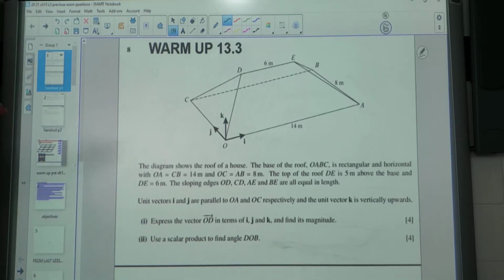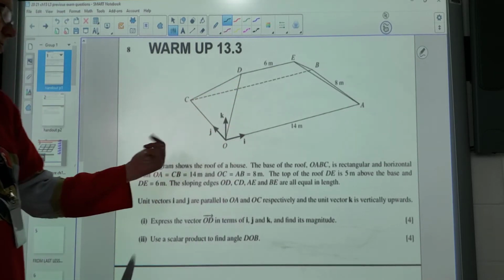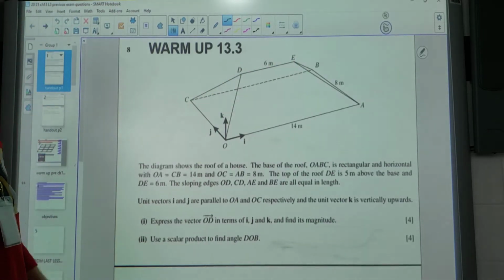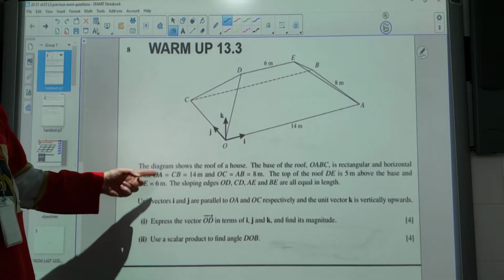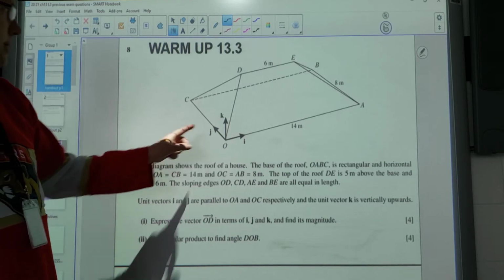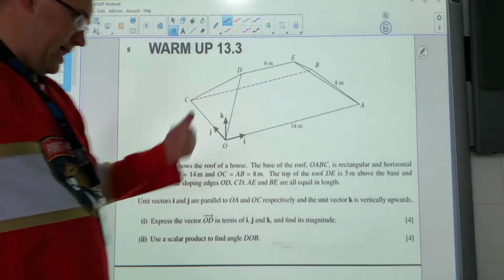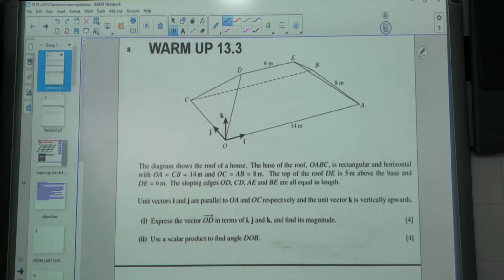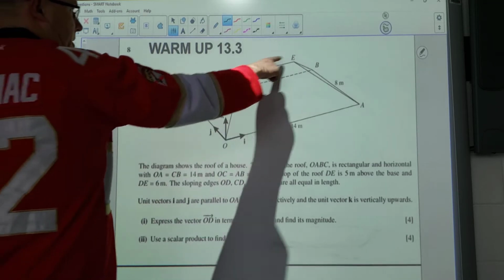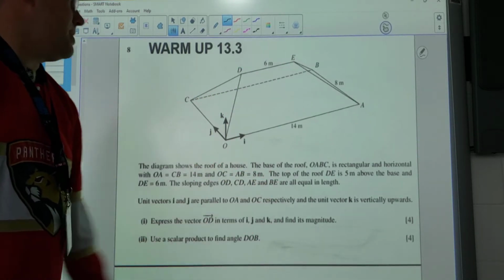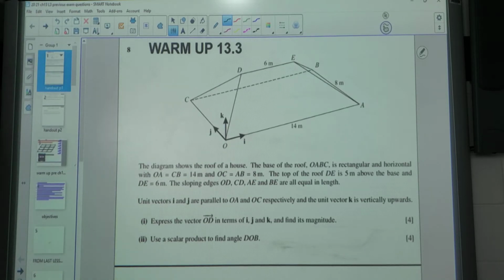So let's first of all look and see what information we've got in the question. It says the diagram shows the roof of a house. The base of the roof, OABC, is rectangular and horizontal with OA equaling CB, which is kind of obvious if it's rectangular anyway. The top of the roof, DE, is 5 meters above the base, and DE equals 6 meters. The sloping edges OD, CD, AE, and BE are all equal in length.